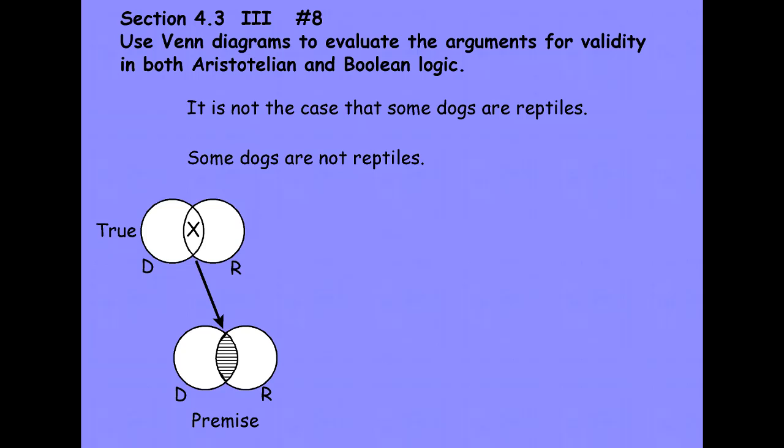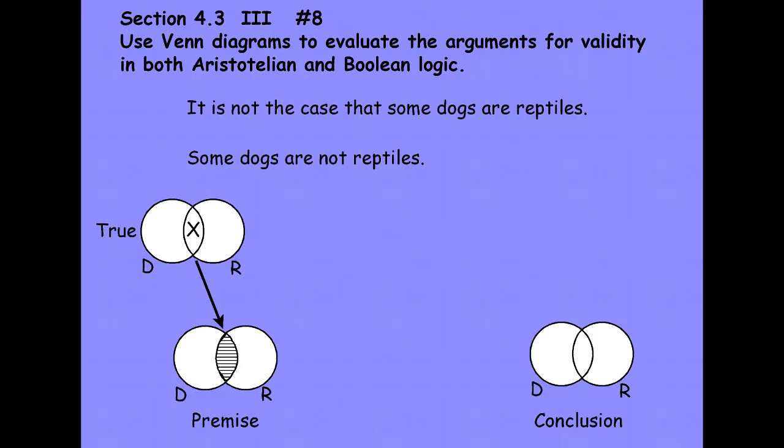Now let's go over and look at our conclusion diagram. Our conclusion says some dogs are not reptiles. So again, we want to ask ourselves, do I shade or put an X in? You might want to stop the video, take a moment, and see if you can fill out that conclusion diagram.